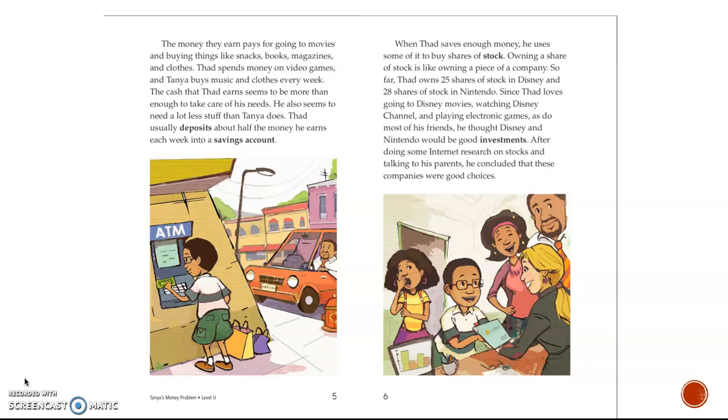Thad usually deposits about half the money he earns each week into a savings account. When Thad saves enough money, he uses some of it to buy shares of stock. Owning a share of stock is like owning a piece of a company. So far, Thad owns 25 shares of stock in Disney and 28 shares of stock in Nintendo. Since Thad loves going to Disney movies, watching Disney Channel, and playing electronic games, as do most of his friends, he thought Disney and Nintendo would be good investments. After doing some internet research on stocks and talking to his parents, he concluded that these companies were good choices.